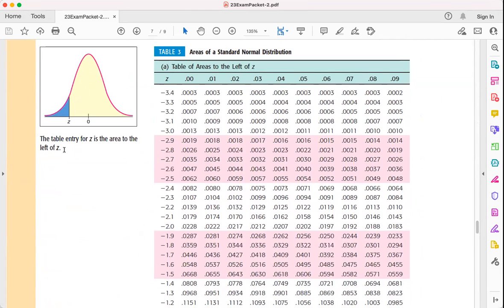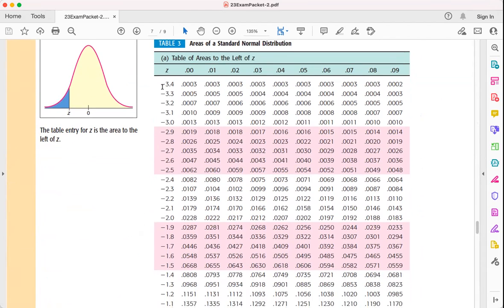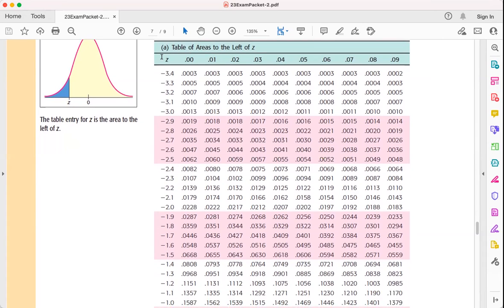So as you can see, the table entry for z is the area to the left of z. So let me just explain how to get the area. You see there's this z here, and in the first column, we have negative 3.4, negative 3.3, negative 3.2, etc. That's the nearest 10th. And then here you have 0.00, 0.01, 0.02, 0.03, etc. That's the nearest 100th.